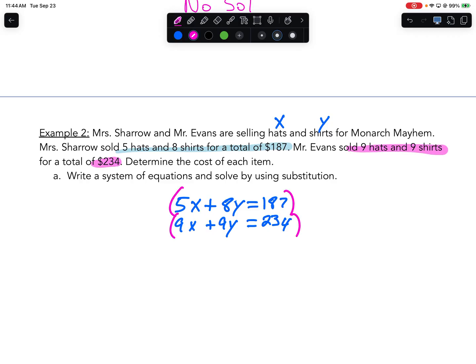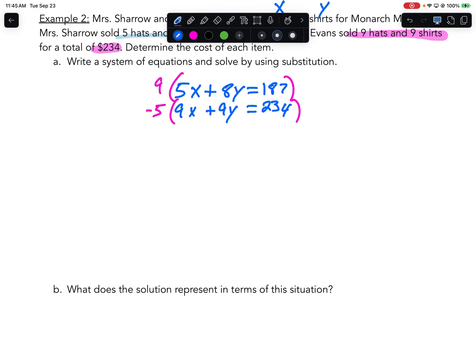I'm going to multiply top equation by 9, bottom equation by negative 5. So all I do is I look at the 9 down here, and that's why I'm multiplying by 9 up there, and the 5 here, and I want one of them to be negative, right? Because I don't like it when you guys subtract equations because you make a lot of mistakes. We're just going to add the equations, or just combine like terms, essentially.